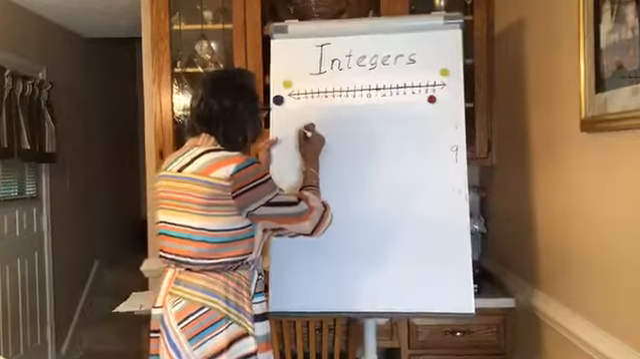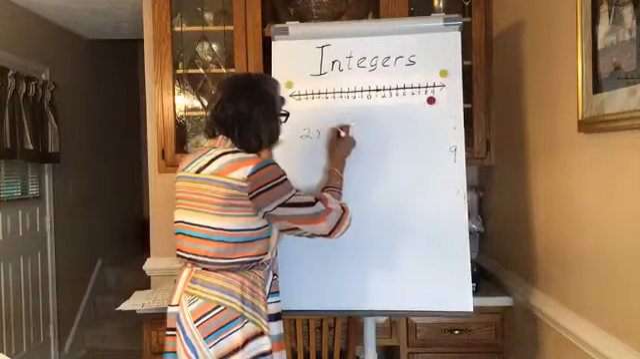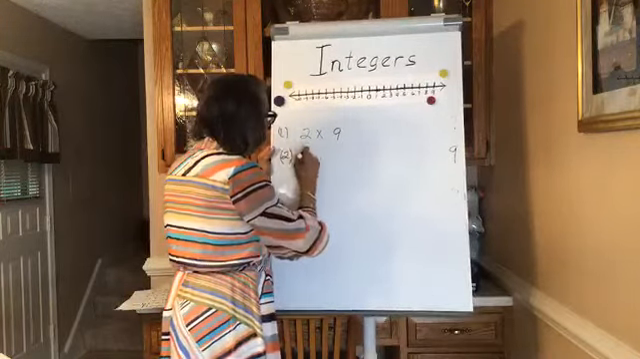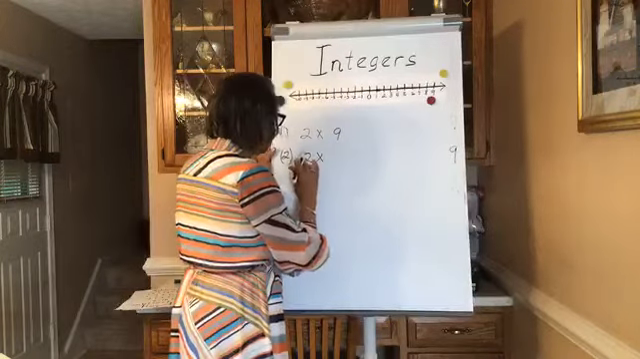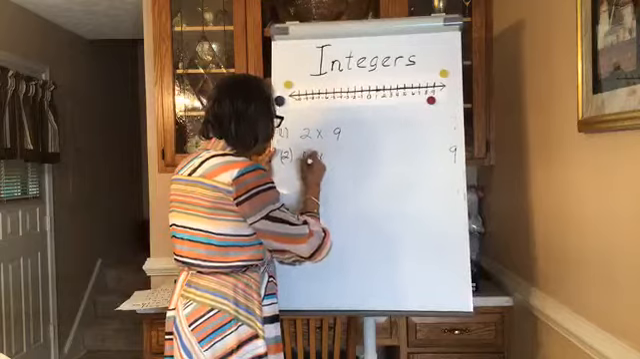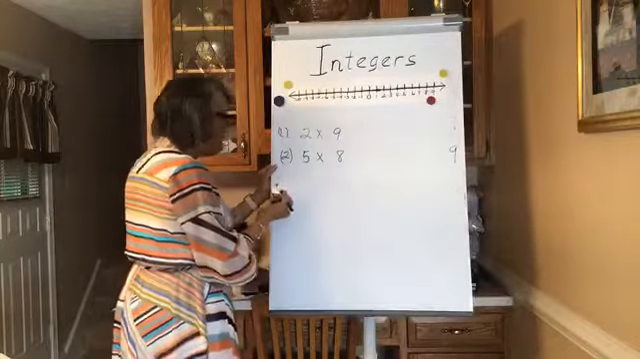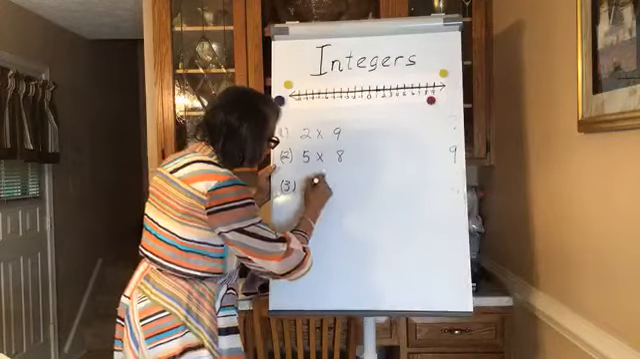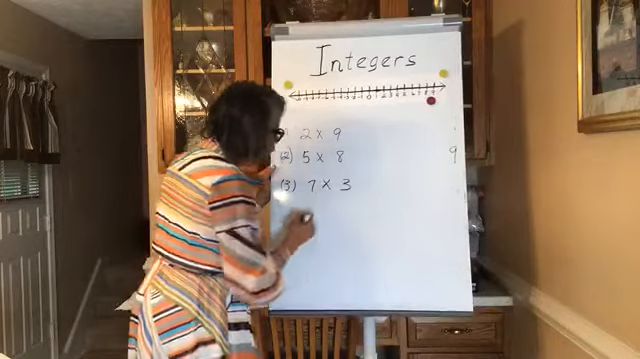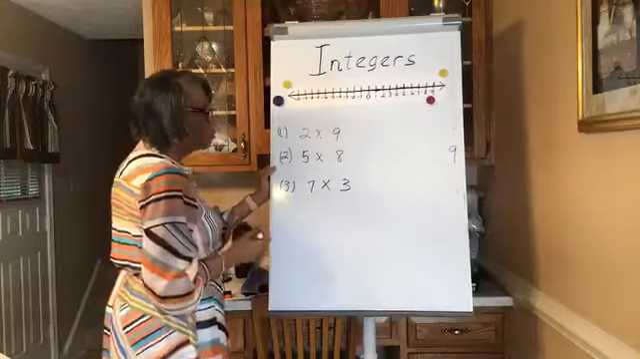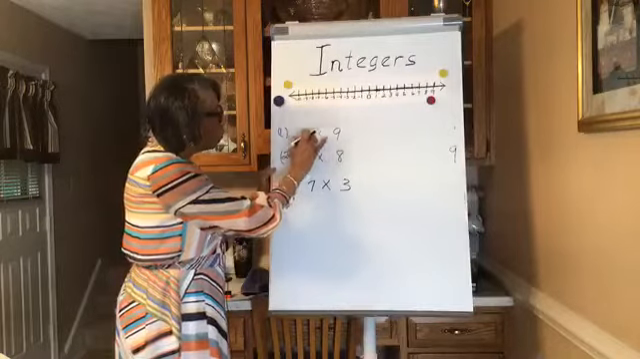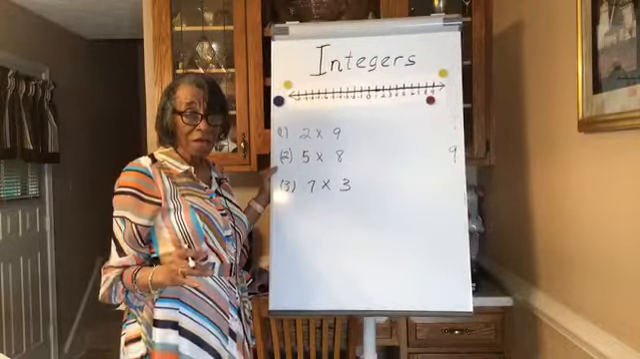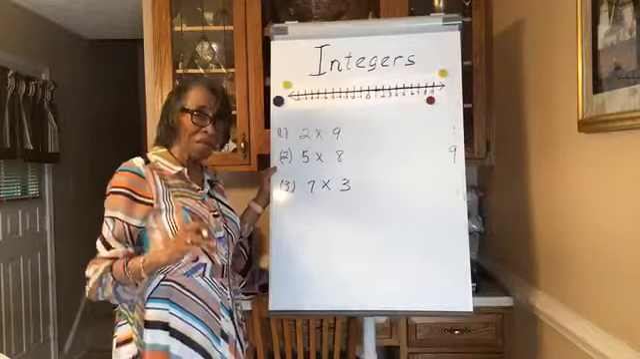All right, let's take 2 times 9. 5 times 8. 7 times 3. All right, let's just do these. All of these, we notice both of the factors are positive. We call the numbers that we multiply factors. And the answer in multiplication is called a product.